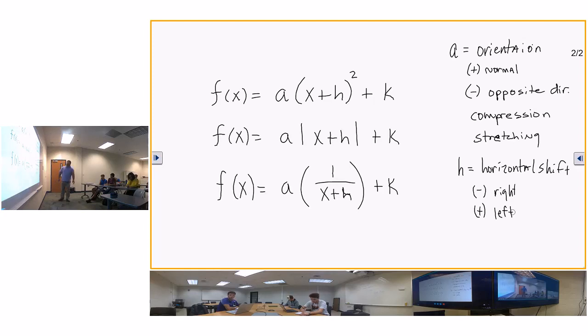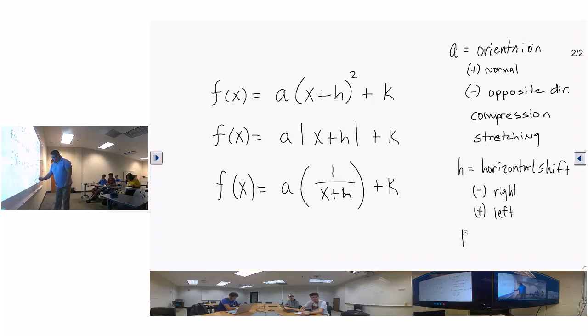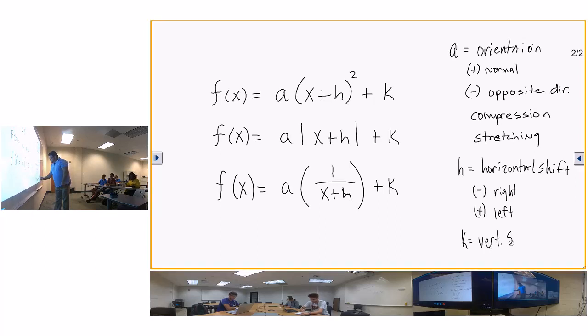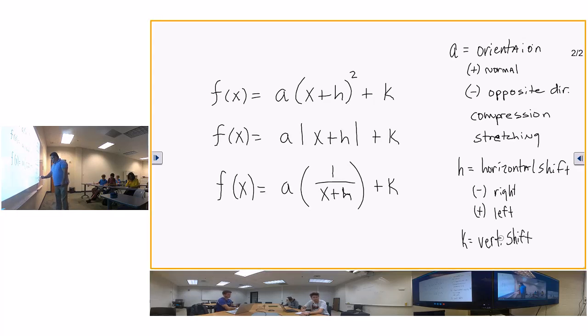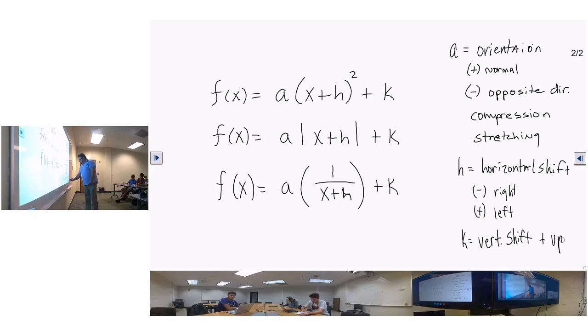Now, I'm gonna test some of y'all, see if y'all are up to par. If A is the orientation and H is the horizontal shift, then what do you think K is? The vertical shift. Y'all are on fire. K is equal to the vertical shift. The vertical shift is as normal. Positive means what? Up. And negative means what? Down.